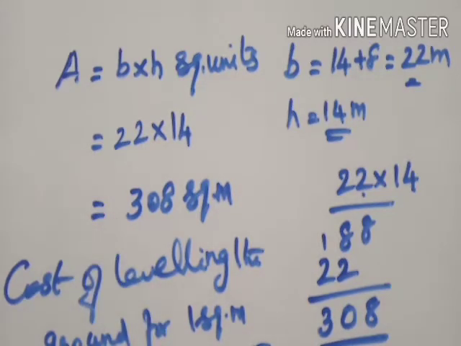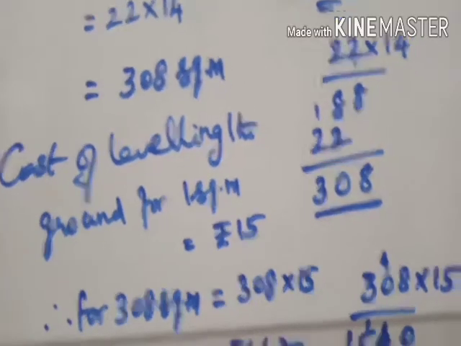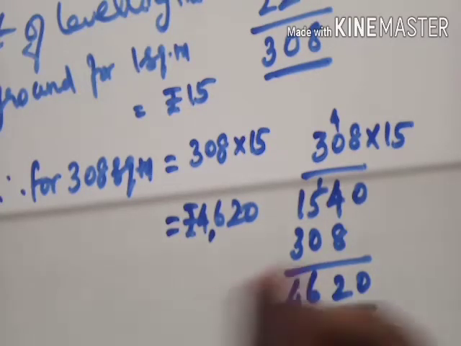Right? Next, cost of leveling the ground. Cost of leveling the ground for 1 square meter is equal to 15 rupees. So here we have to find the cost of leveling for 308 square meter. That is equal to 308 into 15. Do that multiplication. So rupees 4,620. So the answer is 4,620. Right, Kana? Right. I'll go to the next sum now.